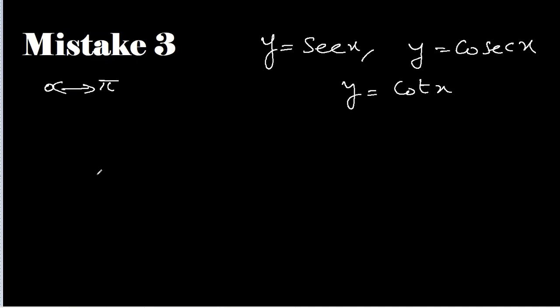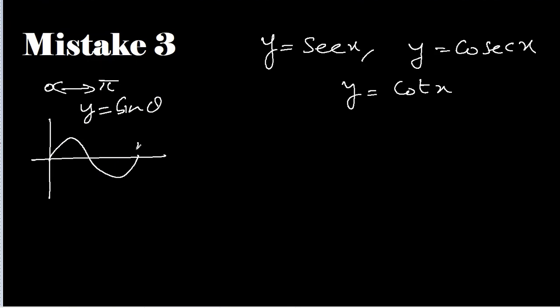And they make a table and it takes a lot of time and sometimes you don't get a good graph also. So the best thing is that you should remember the graphs of sine theta, cos theta and tan theta. Let's say y equal to sine theta. What is the graph of y equal to sine theta? Here, this is 2 pi, this is 0, and the maximum value of sine is 1, minimum value is minus 1.